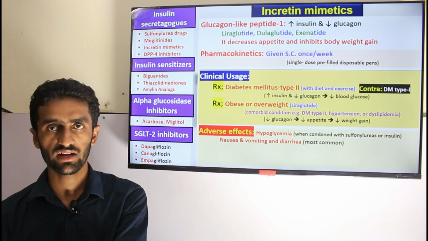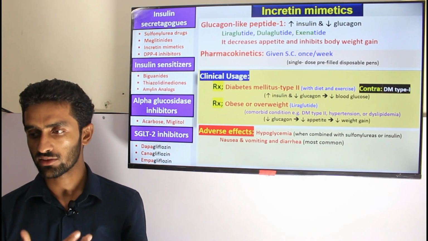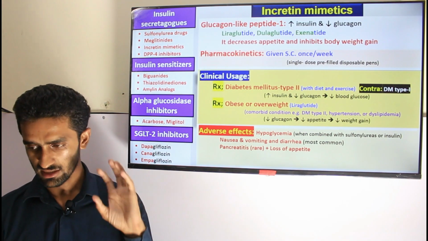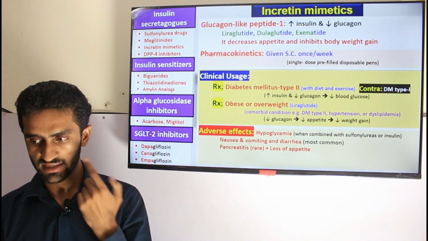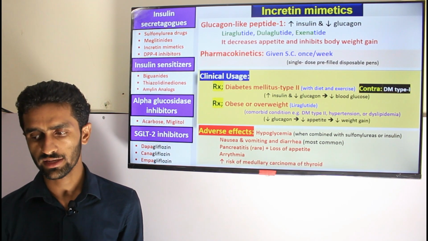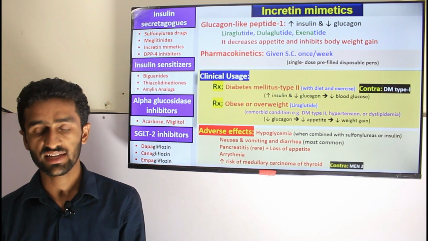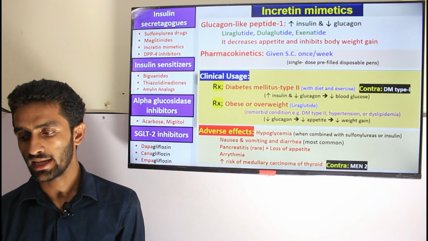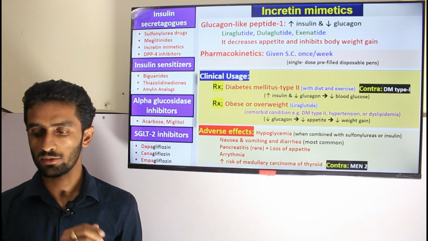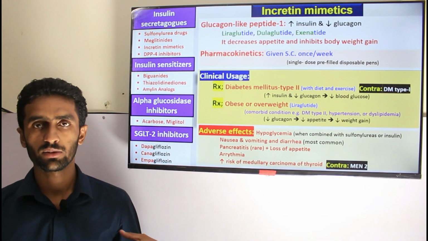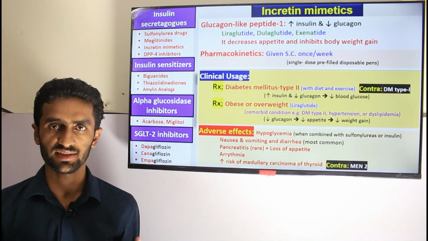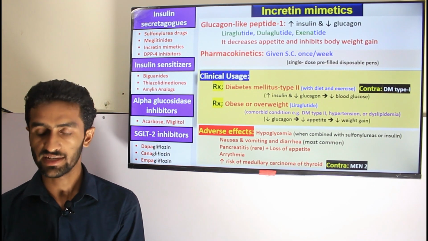Okay, nausea, vomiting, and diarrhea, of course, are the most common because they are going into your gut. Pancreatitis, because they affect the pancreas, and loss of appetite and arrhythmia. And there is a higher risk of medullary carcinoma of the thyroid. That's why they are contraindicated in MEN2. MEN2 is what? Multiple endocrine neoplasia type 2, where you have neoplasia of multiple endocrine glands like the thyroid, parathyroid, and adrenal. So that's why they are contraindicated in this condition.